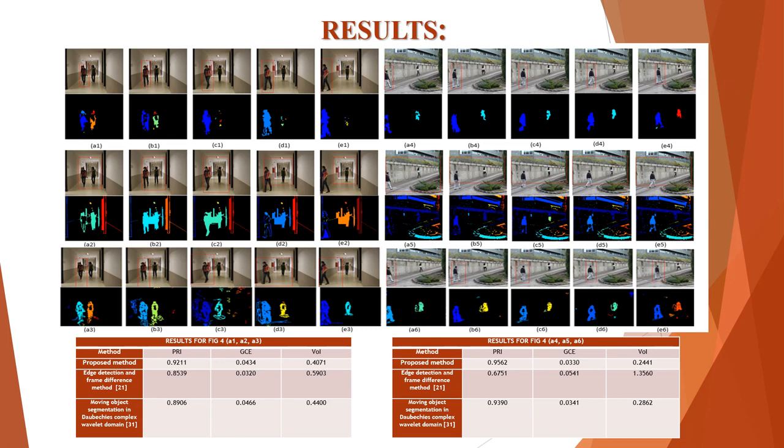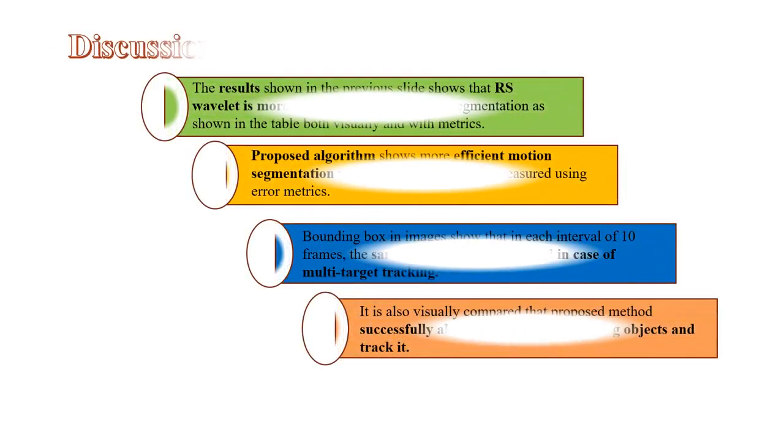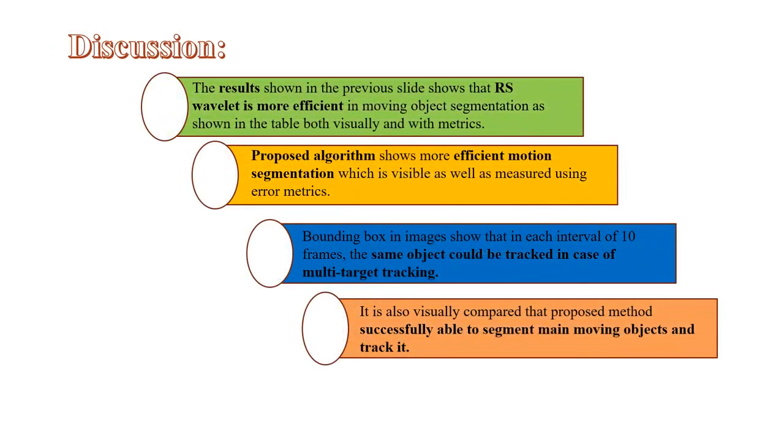It is also visually compared that the proposed method is successfully able to segment main moving objects and track them, whereas other methods presented cannot. Here is an example of tracking with the proposed method on a video of aircraft propagation whose source is given. A brief analysis of the result is given in this slide, which is stated previously.